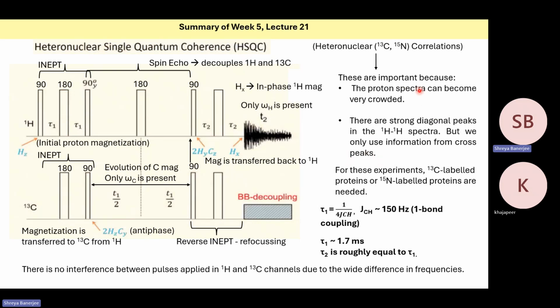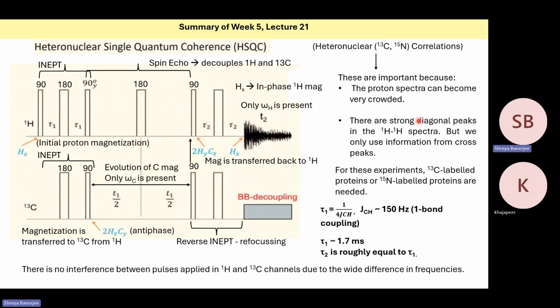Basically, we saw different proton spectra in the last class, like COSY and TOCSY, and we saw that the proton spectra can become very crowded because there are so many protons in any molecule. But HSQC is a correlation between 13C and 1H or 15N and 1H. So the two nuclei are different, and that is why it's called heteronuclear.